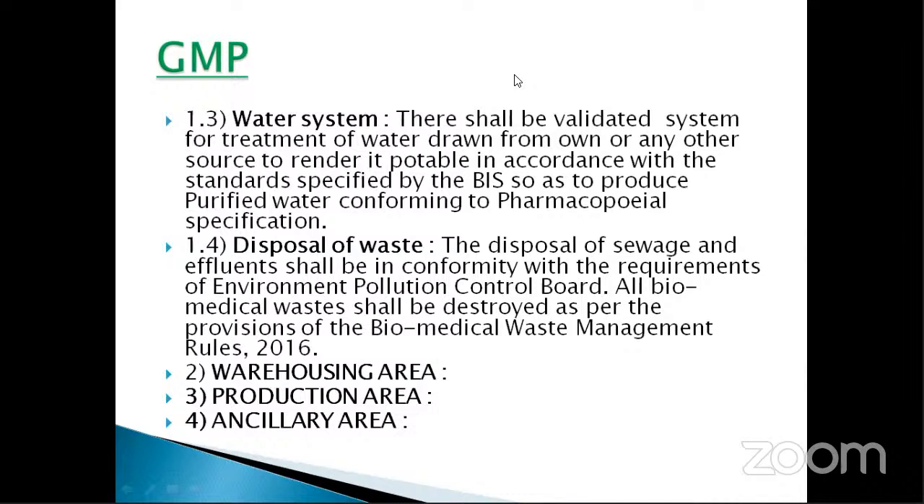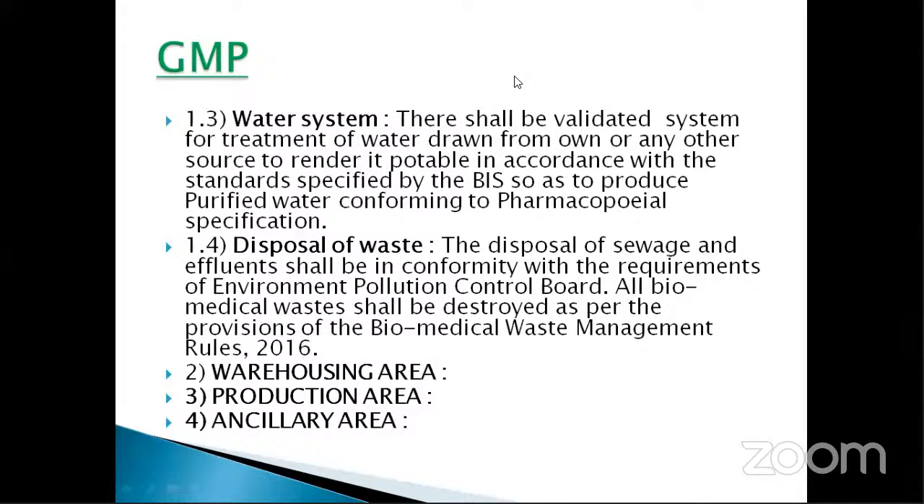The fourth item of this GMP part 1 is the ancillary area. There will be some ancillary area provided. Ancillary areas means in a factory, not only the production and warehousing areas are there. There is the area where the workers can take rest, go for their refreshment, canteen like this. So restrooms, refreshment rooms, and toilets will be there. Moreover, a maintenance workshop will be there.